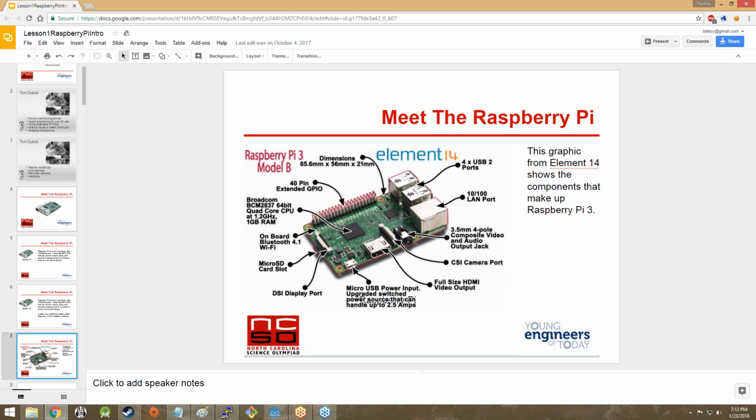It has a micro USB power input, so the Raspberry Pi is powered off of phone charger cables. So you know, if you've got a phone charger that uses a micro USB like an Android or something like that, or any small electronic really, you can use the same charging cable in order to power the Raspberry Pi. And on the 3, it can handle up to 2.5 amps.